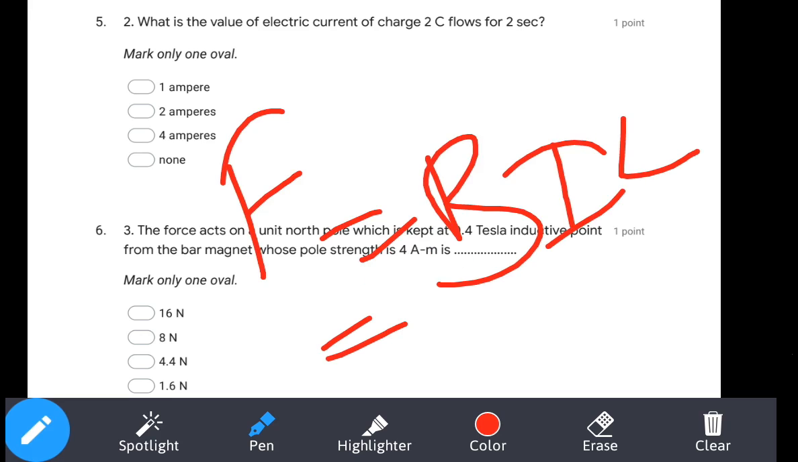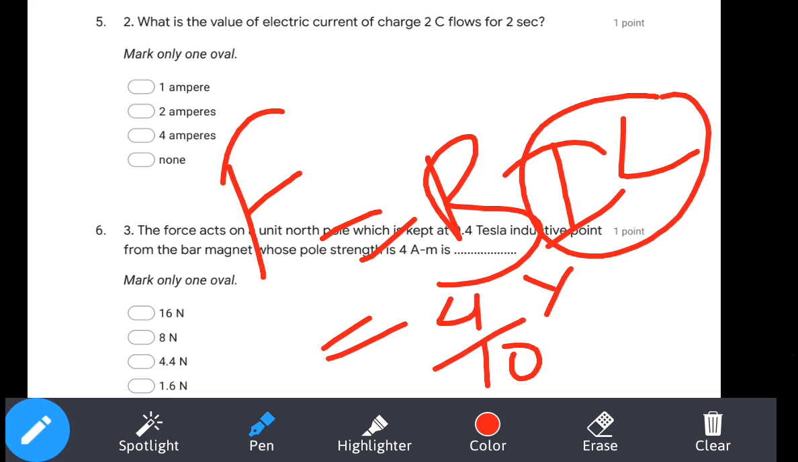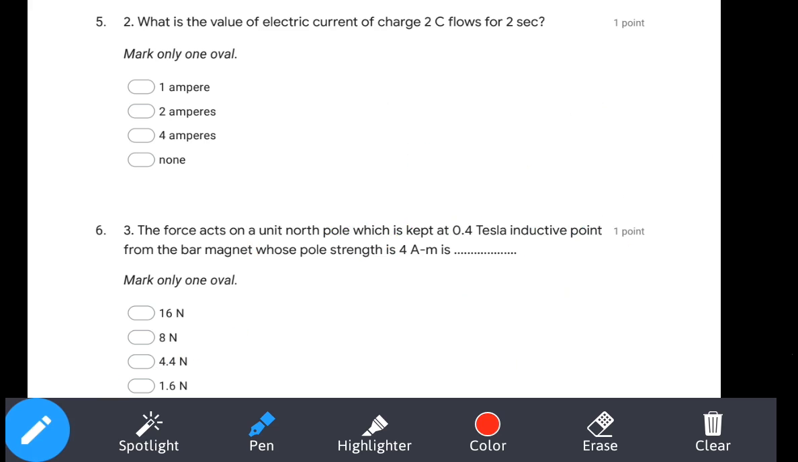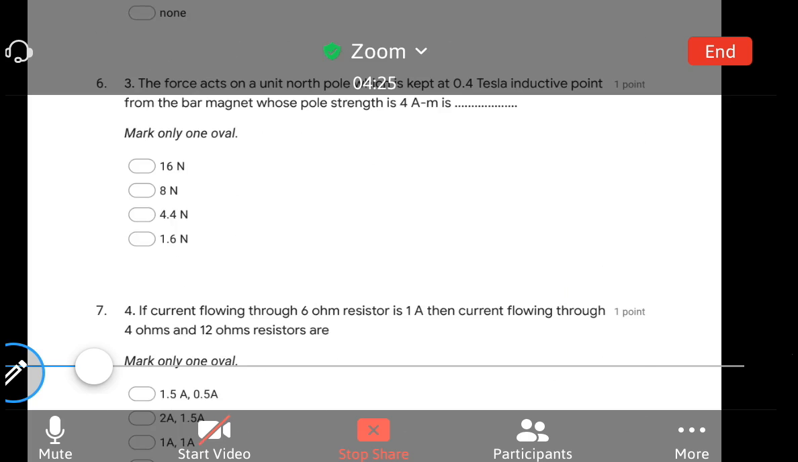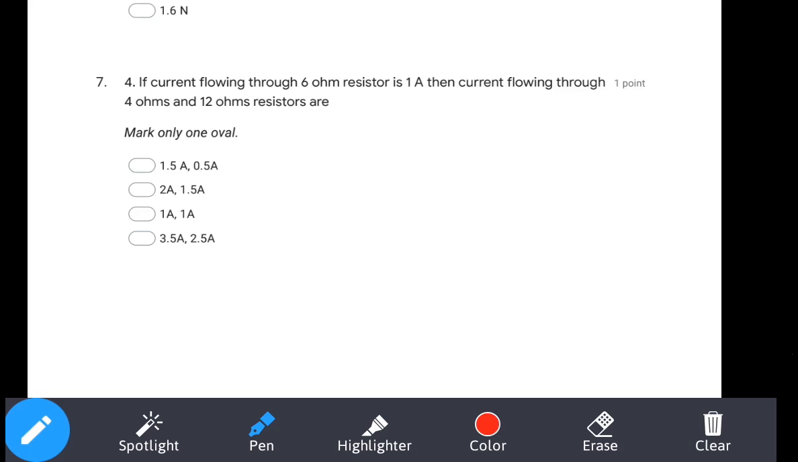What is the B value they have given? 0.4 means 4 by 10. And ampere meter, both values combined, they have given how much? 4. Okay, 4 4s are 16. 16 by 10 is how much? 1.6 Newton. Option number 4. Let's see the seventh question.